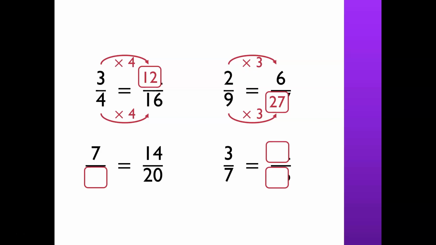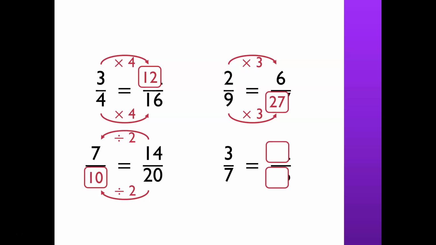In the third example, we can see the inverse calculation, division, was used. We can see that 14 has been divided by 2 to give 7. So 20, the denominator, must also be divided by 2, and that will give us 10.